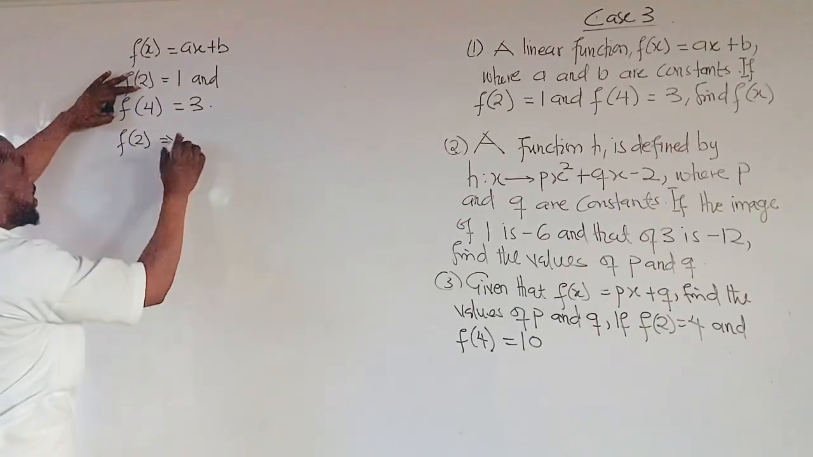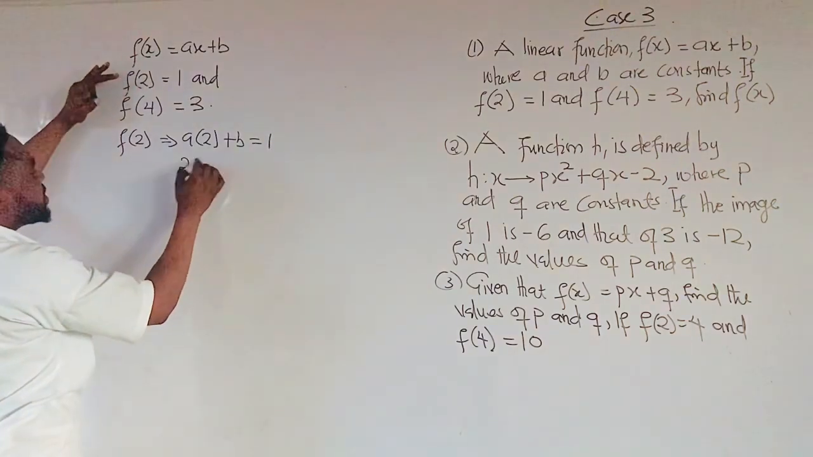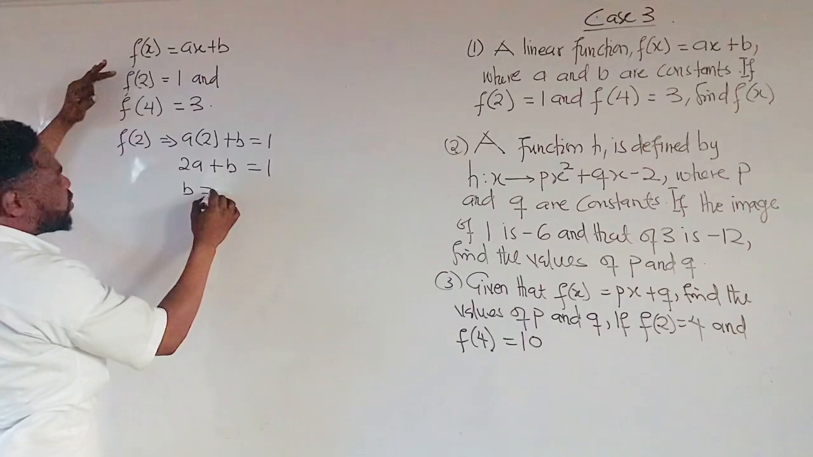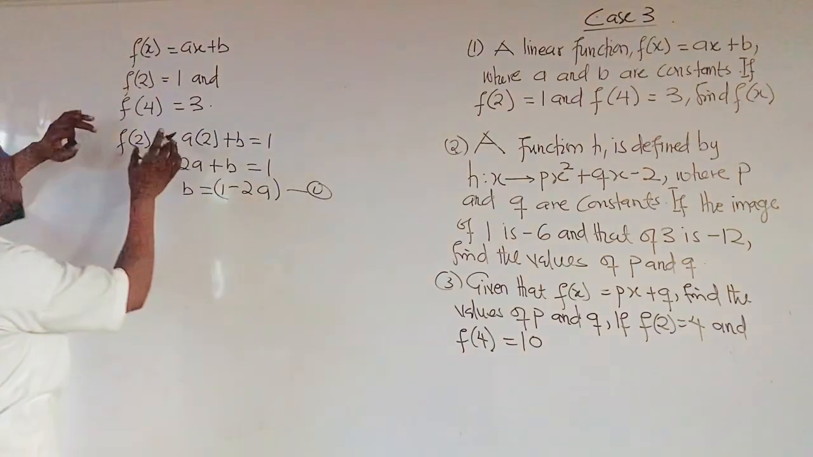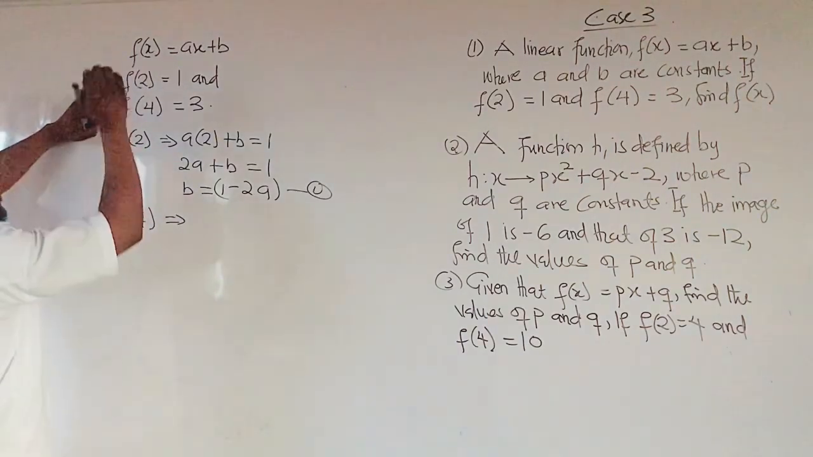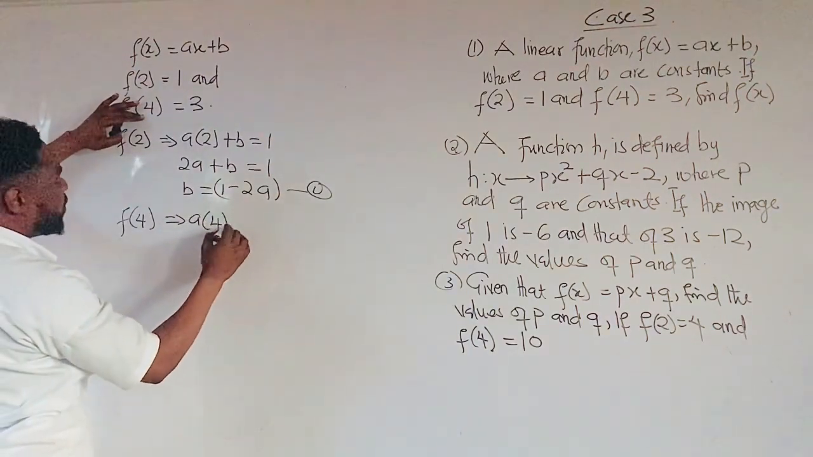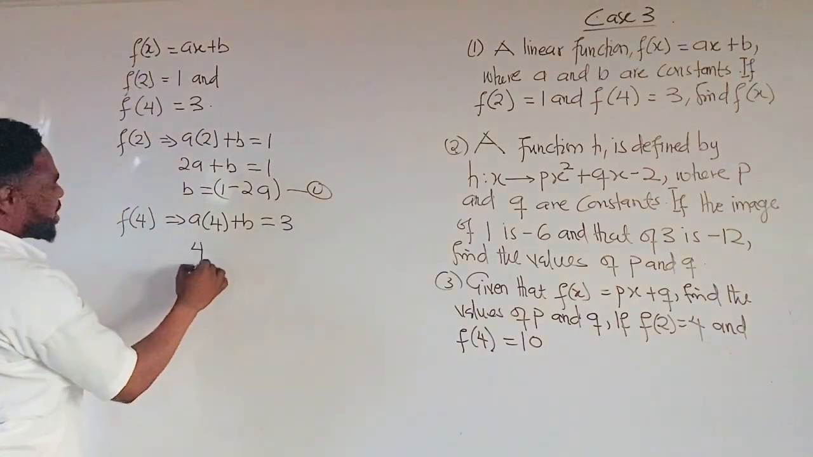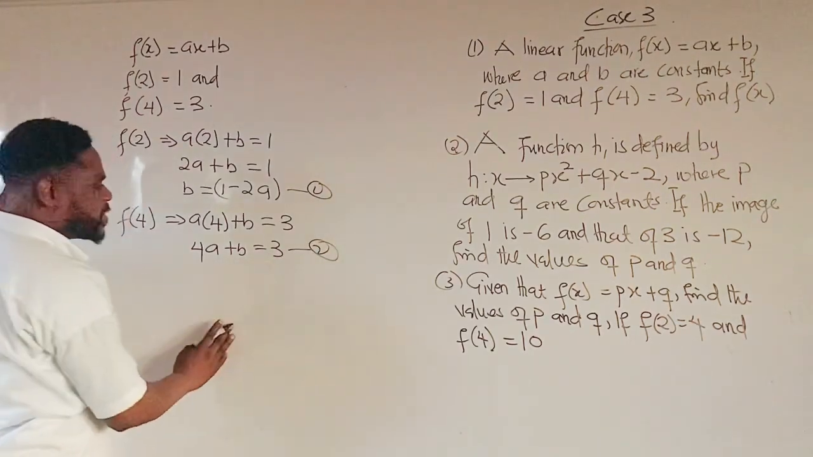So we have a multiplying 2 plus b equal to 1. So we can say 2a plus b equal to 1, and we can say b should be equal to 1 minus 2a, and we can name it equation 1. Now from this angle where we have f of 4, this also implies that anywhere we see x, we should replace it with 4. So we have a multiplying 4 plus b, all should be equal to 3, all right? And we can say that 4a plus b equal to 3, and we can name it equation 2.